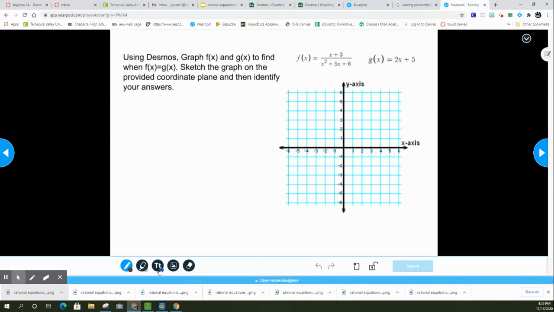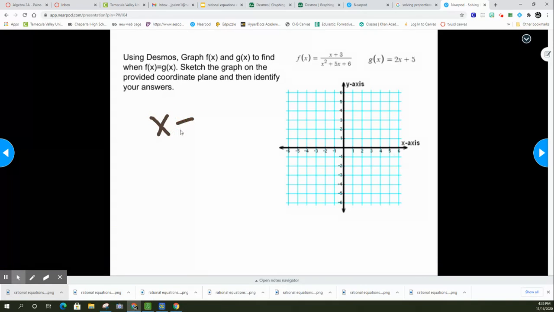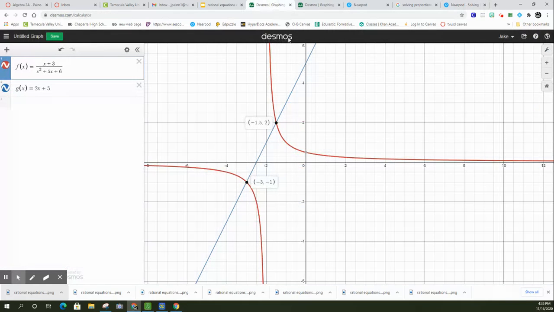Again, I'm not going to take the time to graph it right now, but my answers that I got here were negative 1.5 and negative 3. I got that from this graph right here. I graphed the left side, I graphed the right side, and I looked where they crossed. So the x values of where they crossed.